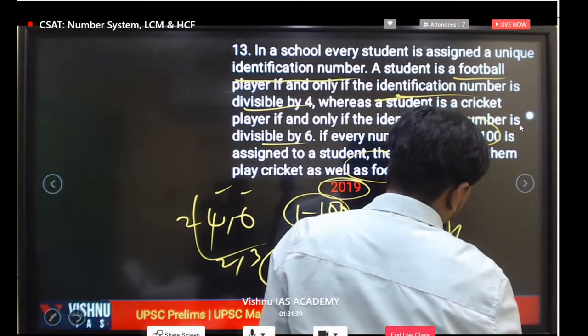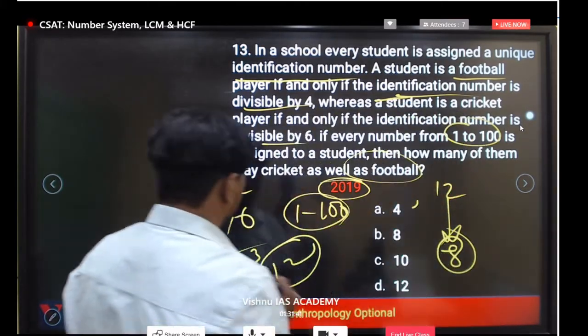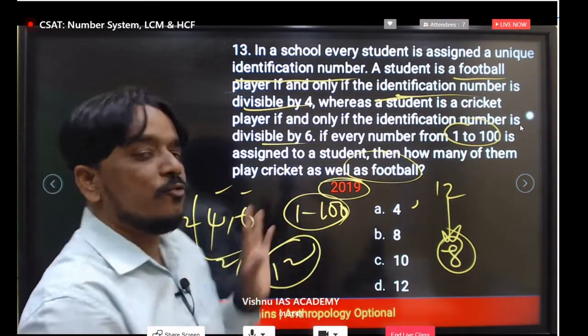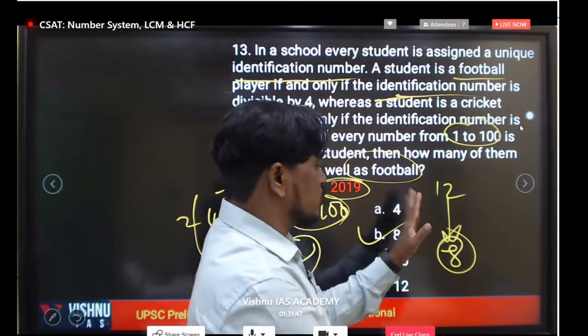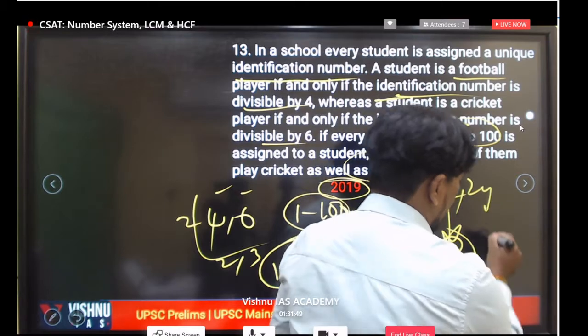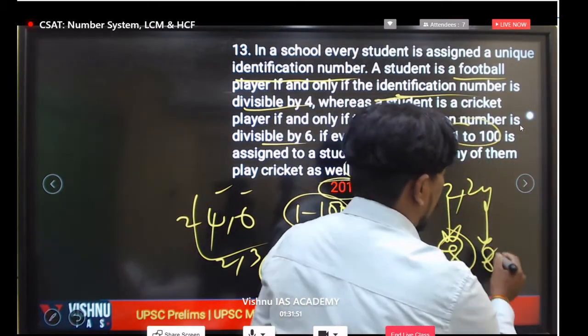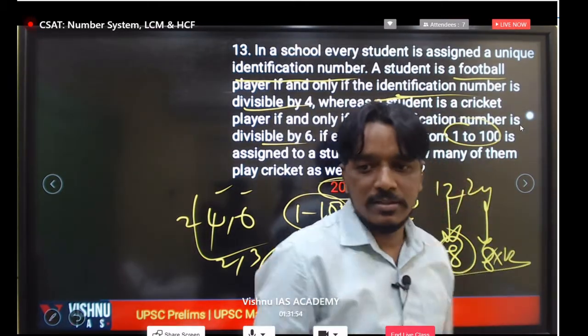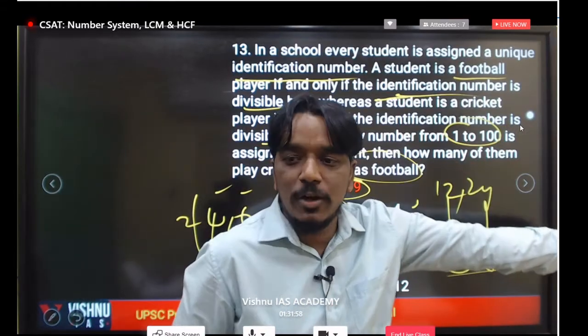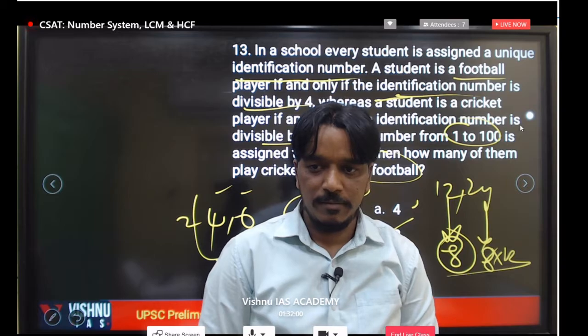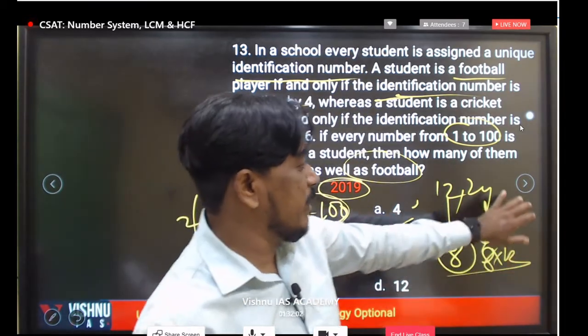So 8 members only we can take who play both football and cricket. Just note down 12, 24, and if you note down up to 8, 12 into 8, clear? 96. Up to that only we can take, because we cannot go beyond 100. I hope everyone got the clarity in these types of questions also.